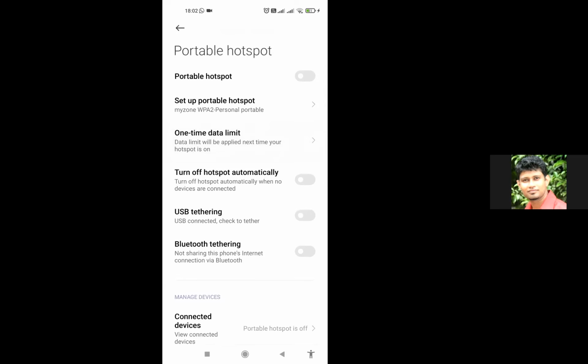If I turn on the portable hotspot, it comes as Wi-Fi.